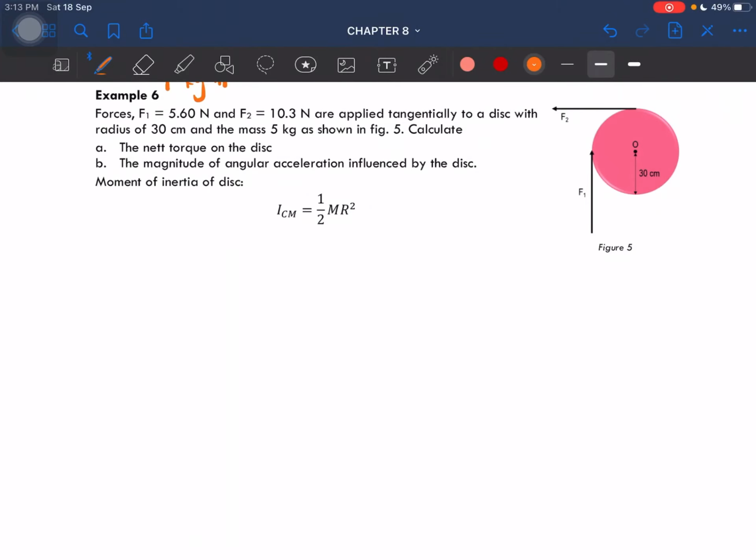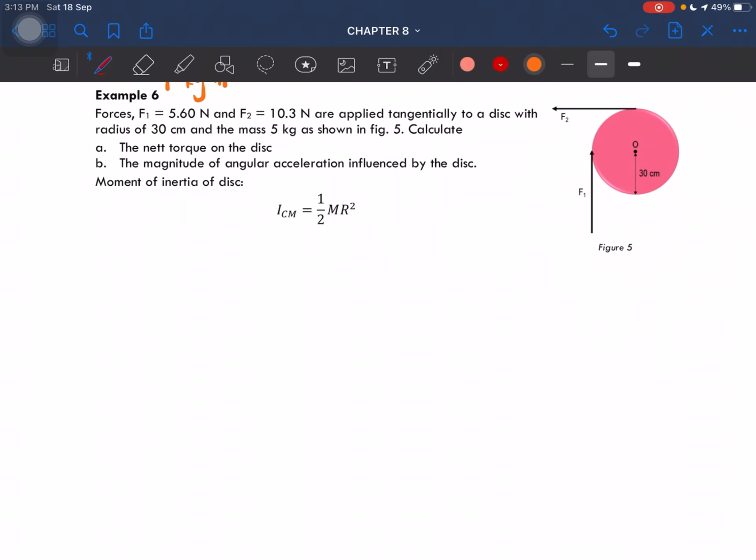Okay, let's go to example number 6. So forces F1, 5.6 Newton here, and F2, 10.3 Newton, are applied tangentially to a disc with radius 30 centimeter. The mass of the disc is 5 kilogram, as shown in this figure here. So we have to calculate the net torque on the disc as well as the magnitude of angular acceleration influenced by the disk. They gave us the moment of inertia for the disk, which is this one.